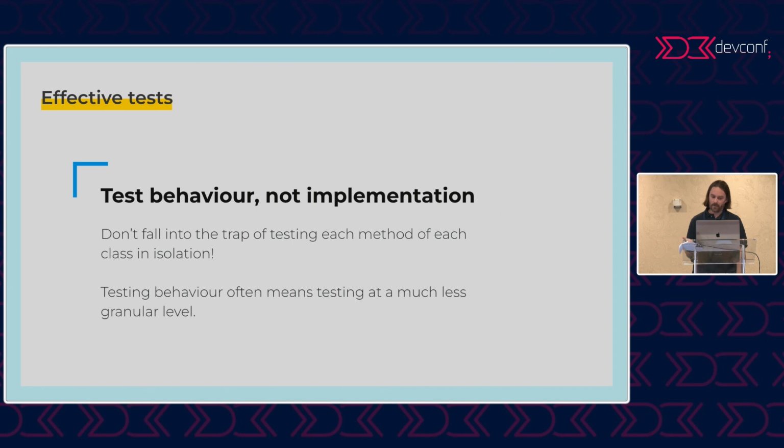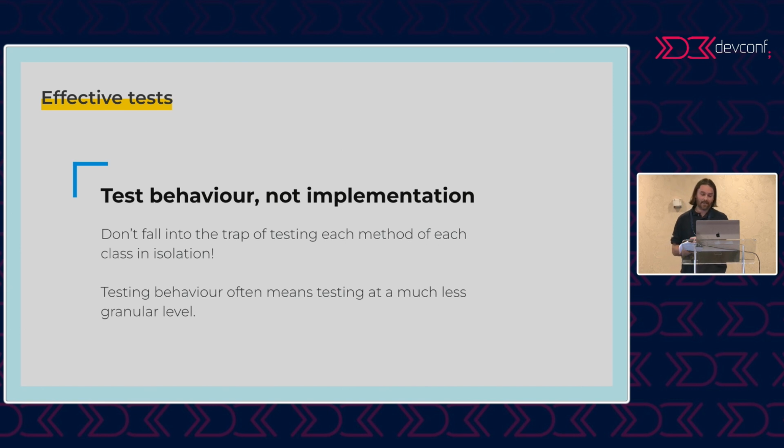This is an important one. Test behavior, not implementation. A lot of tutorials out there when you're getting started with things like test-driven development show very simple examples where you take a class, mock out all the dependencies of that class, and test the function at a very, very granular level, testing each method of each class in isolation.